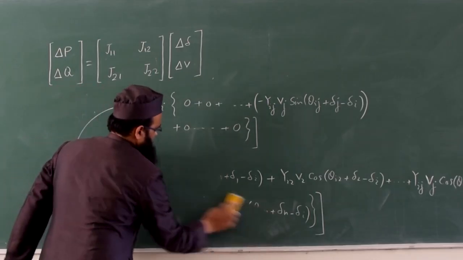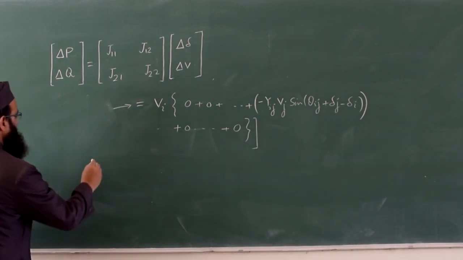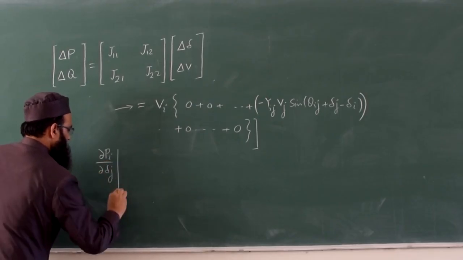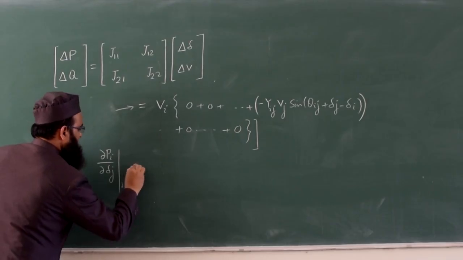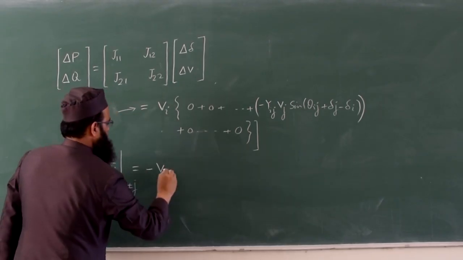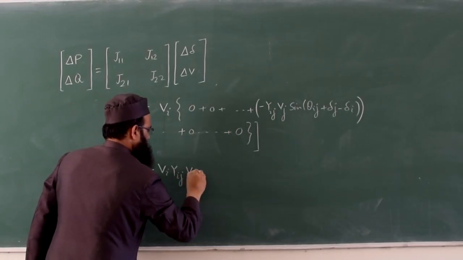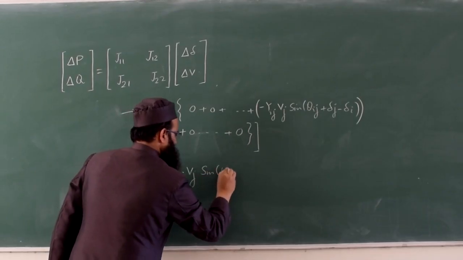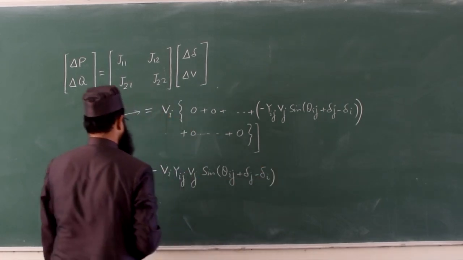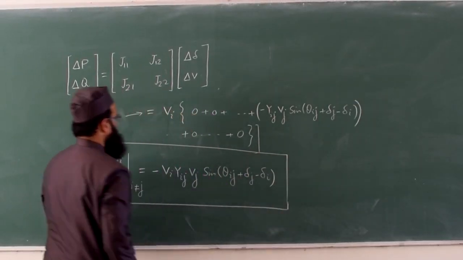Thus we can write del Pi del delta j, i not equal to j, will be equal to minus Vi Yij Vj sine of theta ij plus delta j minus delta i. We can write this.